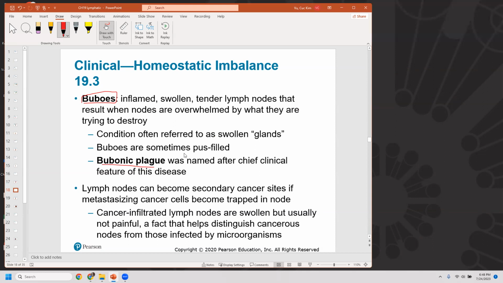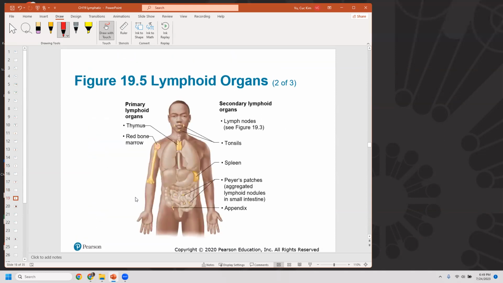Okay. Another problem could be that the lymph nodes can be overwhelmed by cancer cells. Okay. And that can also cause them to swell. Okay. So that's the lymph node. Okay. So that's the lymph nodes.